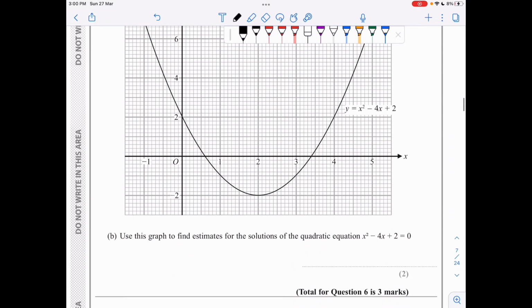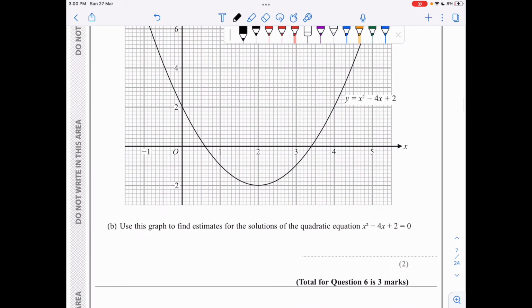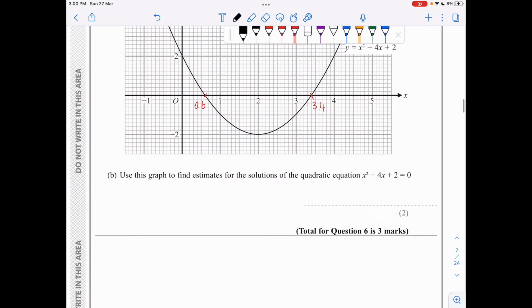And then here, we're being asked to use the graph to find the estimates for the solutions of the quadratic equation x squared minus 4x plus 2 is 0. One solution is here, the other is here. The reason is whenever we've got something equal to 0, we're essentially asking for points of intersection with the x-axis. So I can see that this one here is 0.6 and this one here is 3.4. So these are the two solutions that stem from the graph.